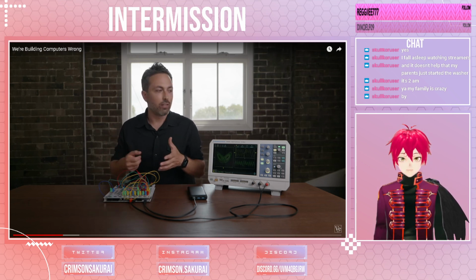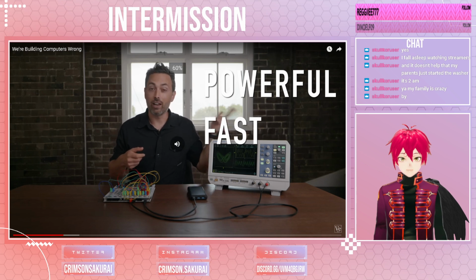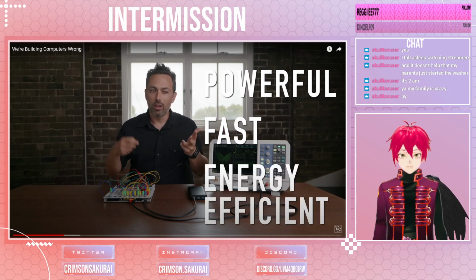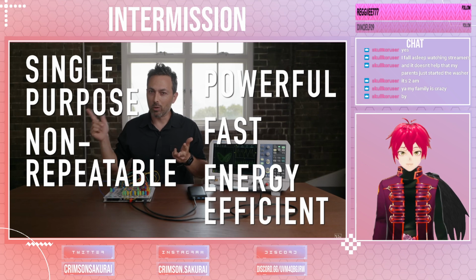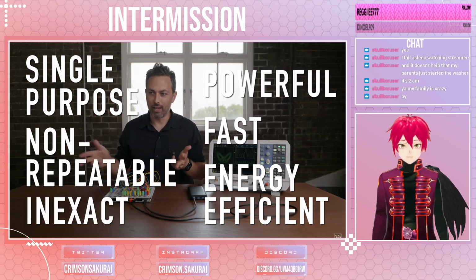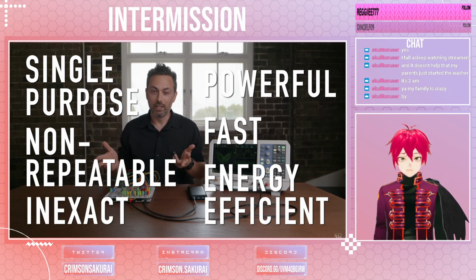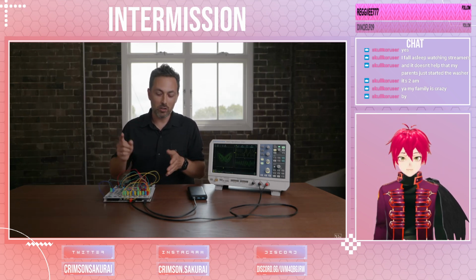So analog computers, you can think powerful, fast, and energy efficient, but also single-purpose, non-repeatable, and inexact. And if those sound like deal breakers, it's because they probably are. I think these are the major reasons why analog computers fell out of favor as soon as digital computers became viable. But here's why analog computers may be making a comeback.